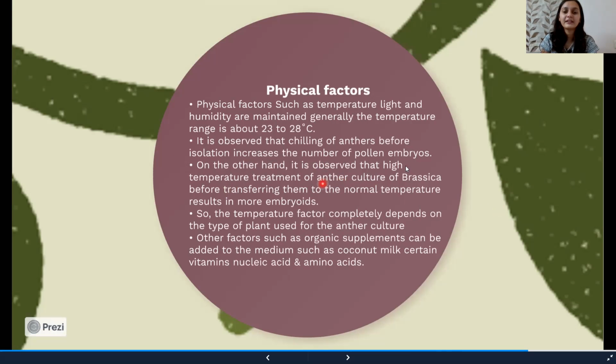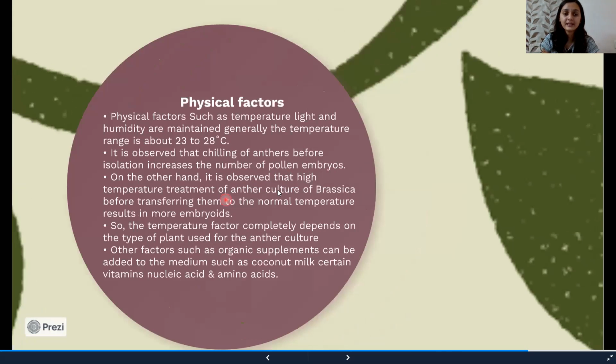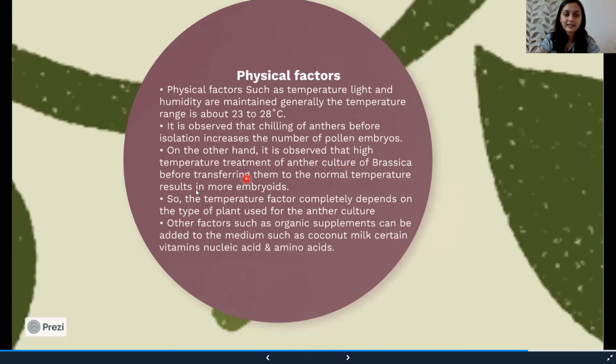On the other hand, it is observed that a high temperature given to the anther of brassica before transferring them to the normal temperature results in formation of embryoids. So this is also an example where high temperature induces the formation of embryoids. So the temperature factor completely depends on the type of plant used in anther culture. Mainly, temperature plays an important role in formation of plantlets or embryoids.